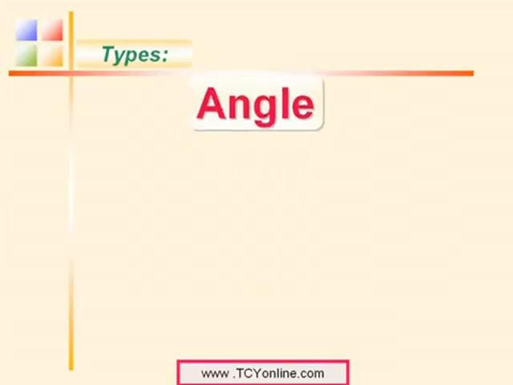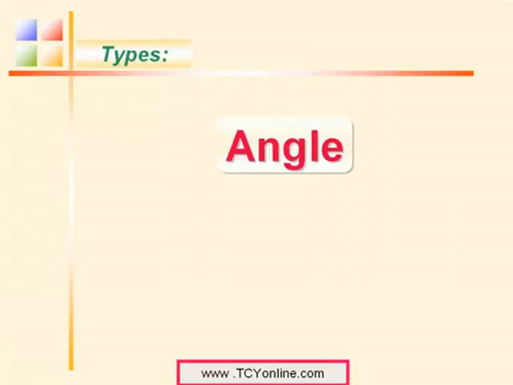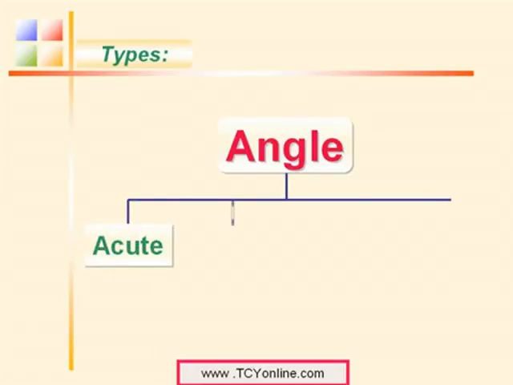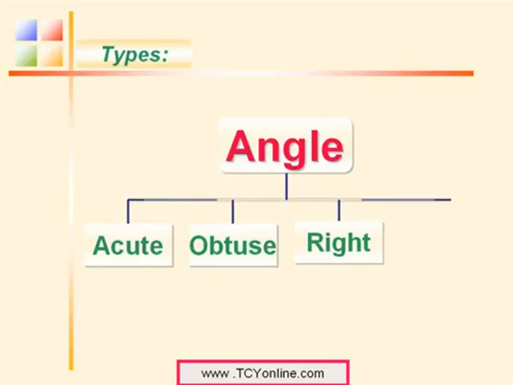Now after this, let's learn about different types of angles. There are many angles, but let's learn about four different and important types of angles. First is acute angle. Next is obtuse angle. Then we have right angle. And then we have straight angle. So let's learn about each of these angles one by one.